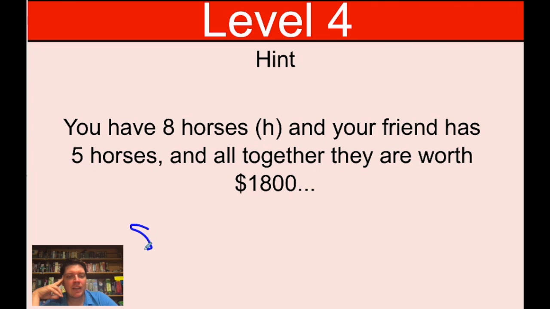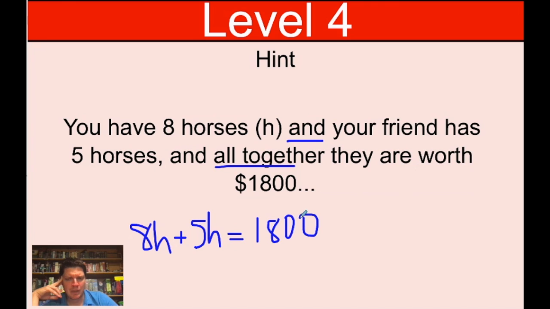I have 8 horses, h, and that usually means plus. My friend has 5 horses. And altogether, that's going to equal $1,800. So that's kind of how I would read that story and set up an equation. It's your job to figure out how to solve that. It looks like we have 2 H's, and you can go from there.